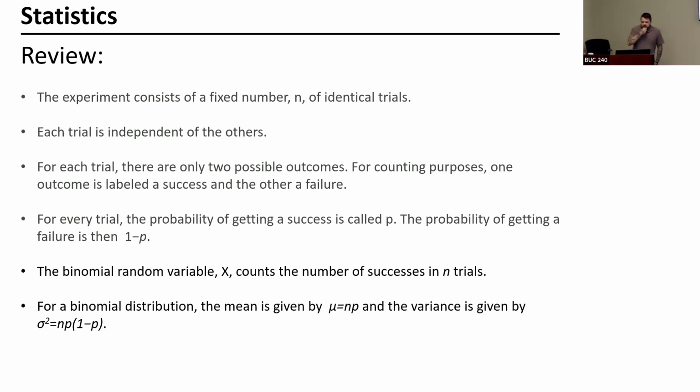Each trial has two possible outcomes, success and failure. Remember how we define that. There is a probability for success, and then there's a probability for failure. The failure is the complement, 1 minus p.